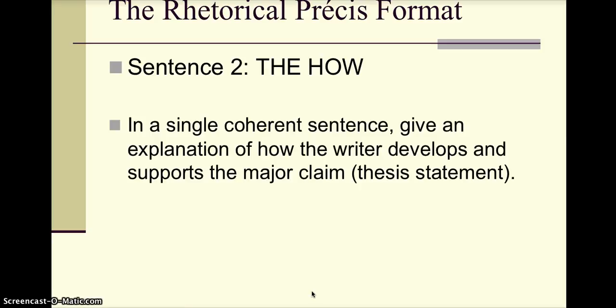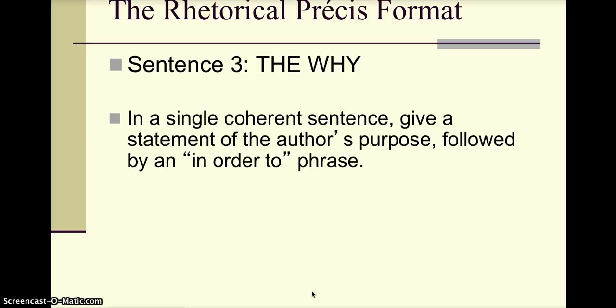After that sentence, you'll go into the how. In a single coherent sentence, give an explanation of how the writer develops and supports the major claim of the thesis. So how are they actually going about doing this? You can't simply say that they have an idea. You have to show how they achieve this within their source.